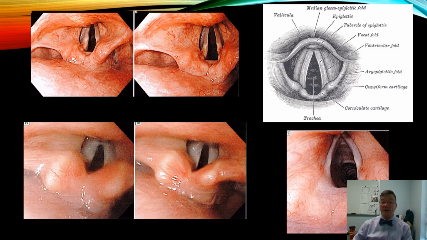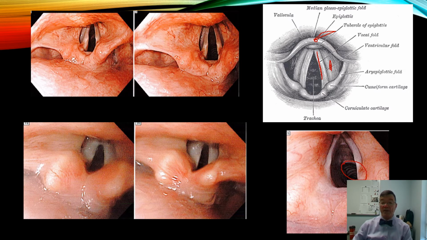Again, your epiglottis right here. Your vocal cords right here. And this is the false vocal cords over here. And as you look in the trachea through the vocal cords, you can see the tracheal rings, which are best identified in the lower right on this side over here.